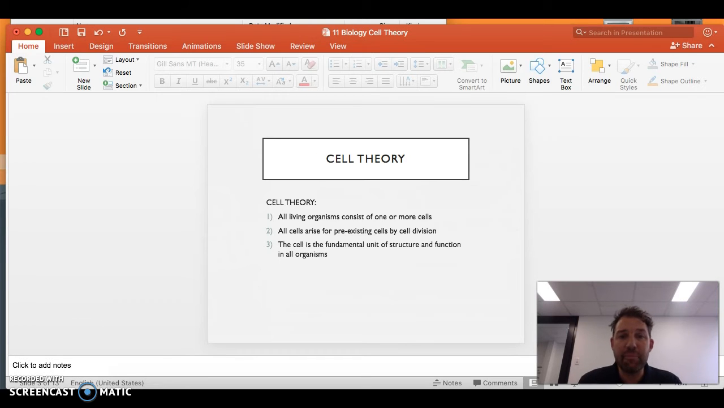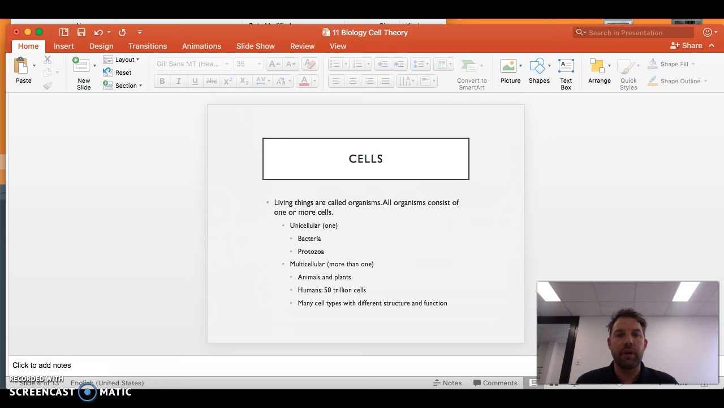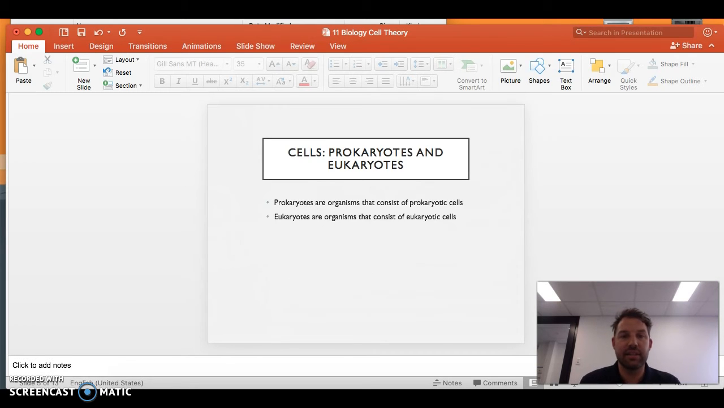There were 3 parts to the cell theory. All living organisms consist of 1 or more cells. All cells arise from pre-existing cells by cell division. That's mitosis that we learn about later. And the cell is the fundamental unit of structure and function in all organisms. We then talked about unicellular and multicellular again.